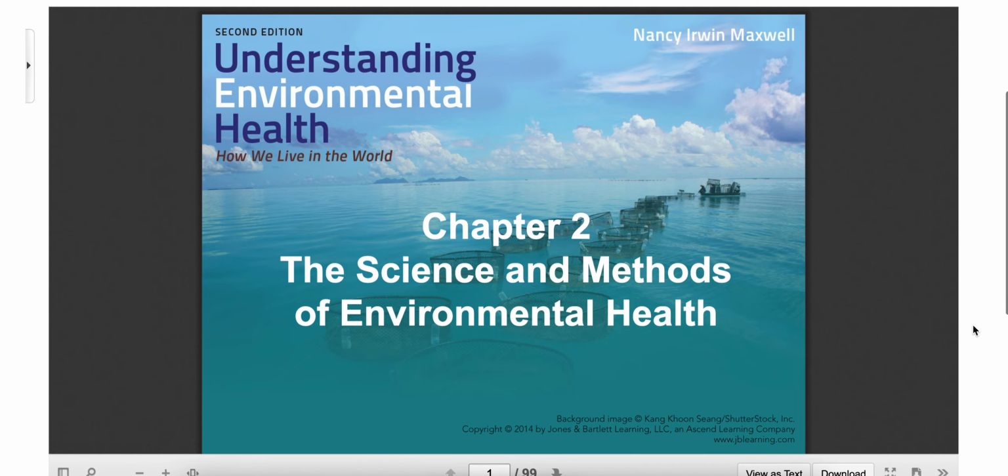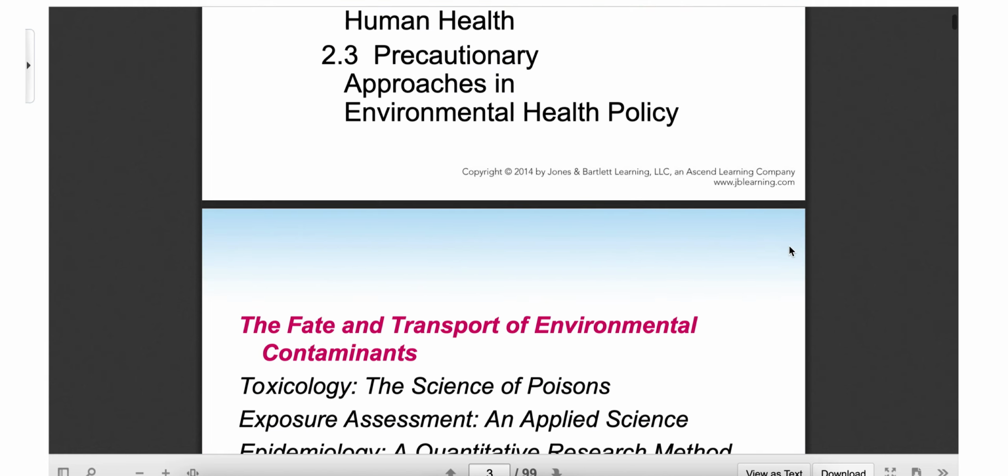And welcome to Chapter 2, The Science and Methods of Environmental Health. This is a really good chapter, just breaking down all the things that go into environmental health. It's a pretty long lecture, and a pretty long chapter as well. So take your time with it, because it is that foundational building block as you move forward into the science of environmental health and really what's being talked about with a lot of these things.